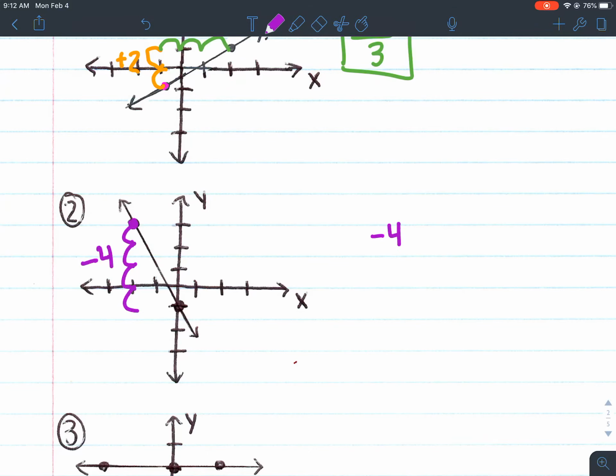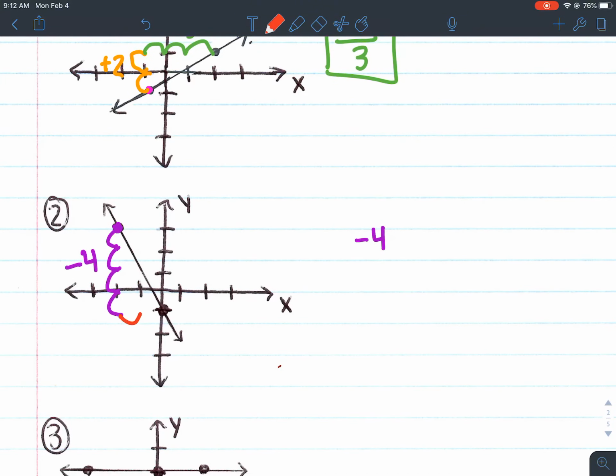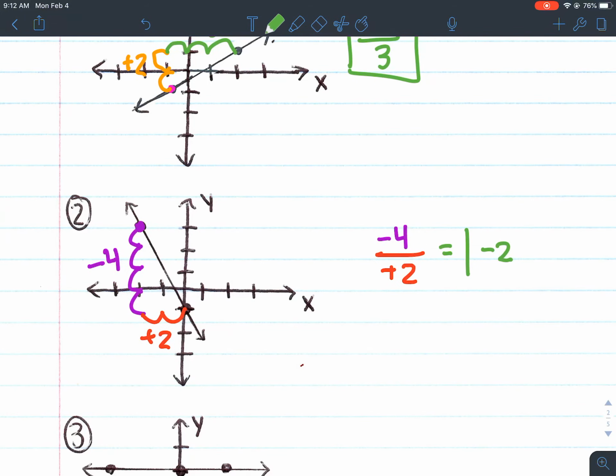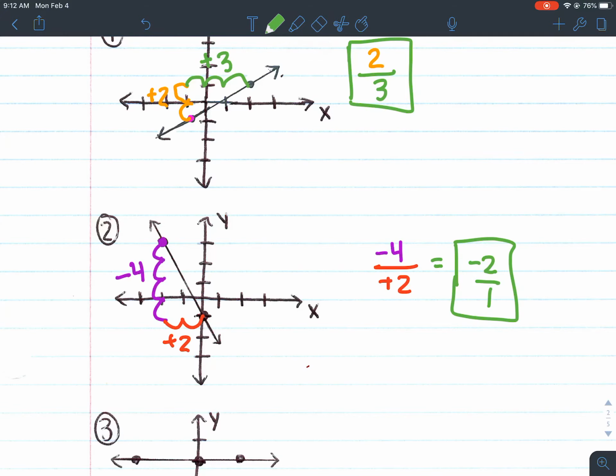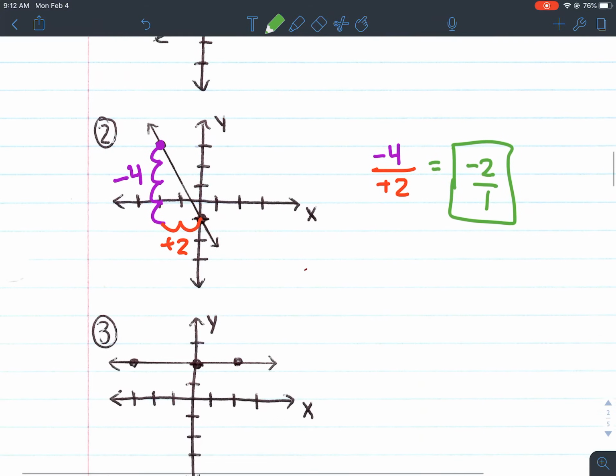Go ahead and write that over here. And then I'm going to go over 1, 2 to the right, which is a +2 for my run. So I went down 4 and then over to the right 2. And so my slope would be -4/2, but if I simplify that, that is going to be -2/1. So my slope here would be -2 or -2/1. We'll go ahead and put -2/1. And this makes sense. My slope should be negative because my line is a negative line.